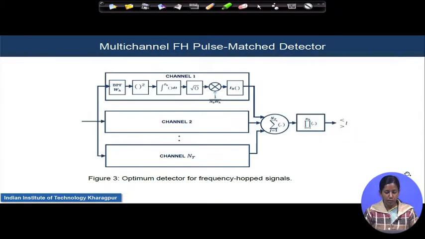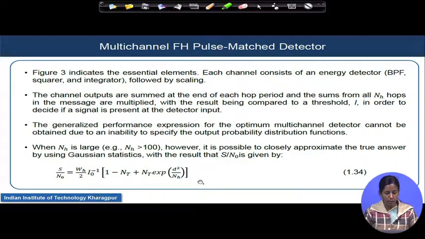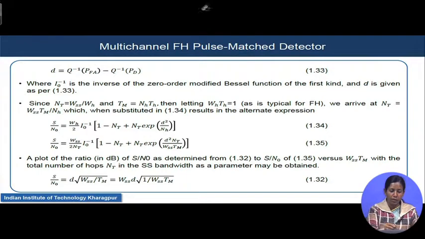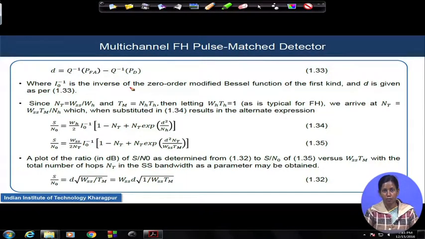And remember, in this expression of the SNR, we have a quantity called D and this I0. We have seen the expression for D earlier also. It is the difference between the inverse of the probability of false alarm and the inverse of the probability of detection. I0 to the power minus 1 is the inverse of the zero order Bessel function of the first kind. And the number of channels, given by NT, is basically the total spread spectrum bandwidth divided by the WH.